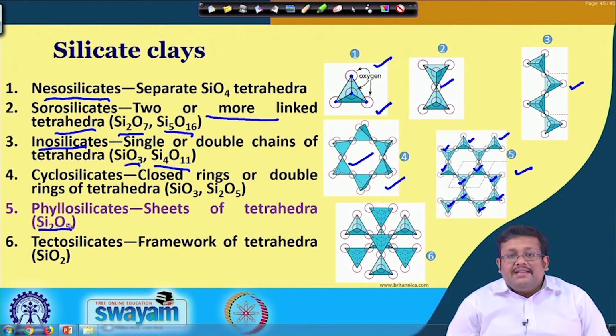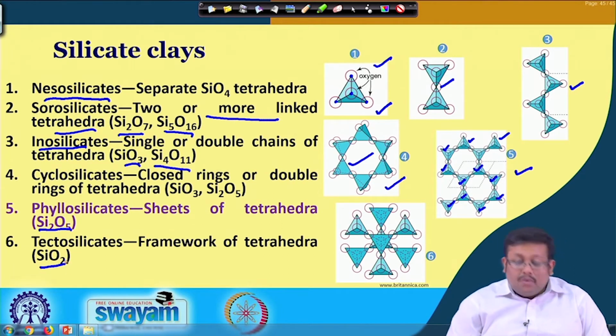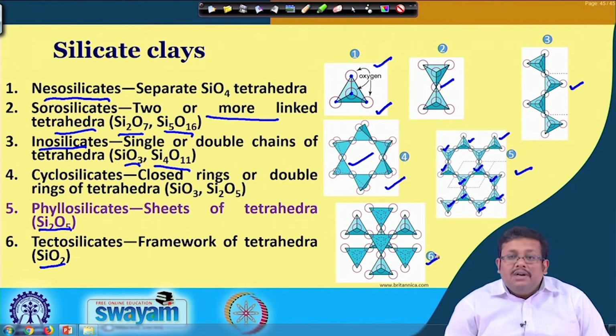And why are we highlighting these phyllosilicates? Because all the clay minerals which we will be discussing belong to this phyllosilicate structure. And the final one is tectosilicates. Tectosilicates is most stable because it is composed of a framework of tetrahedral structures, and the basic unit is SiO2. Some examples are primary minerals, like quartz, a very important example, and these are widely spread in nature.